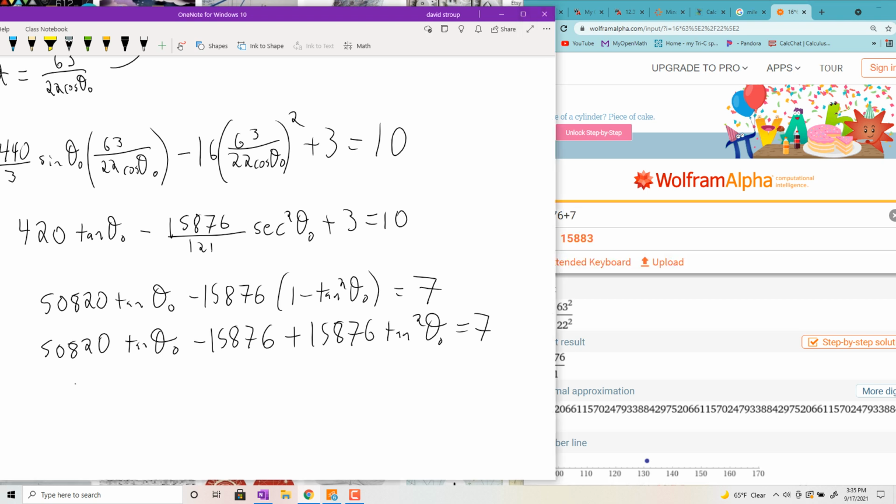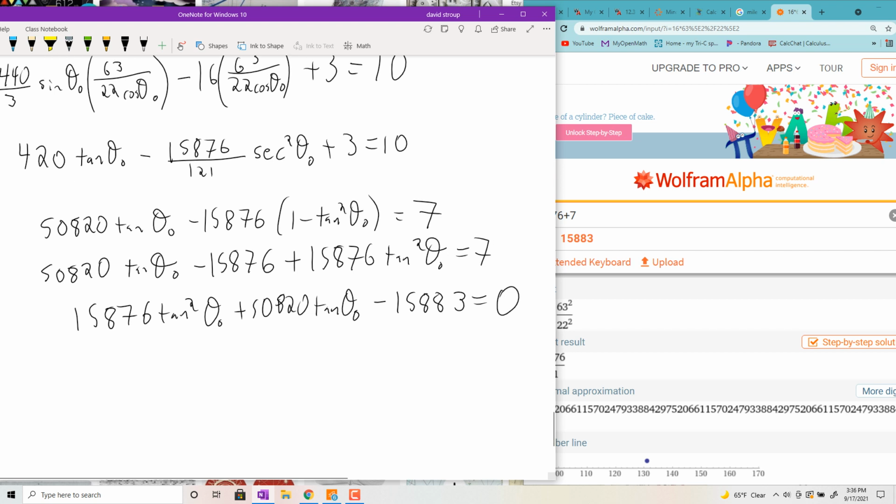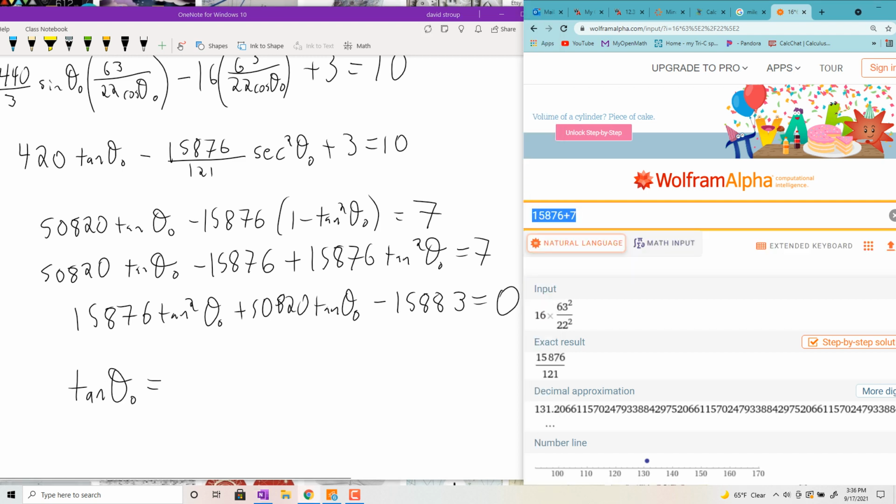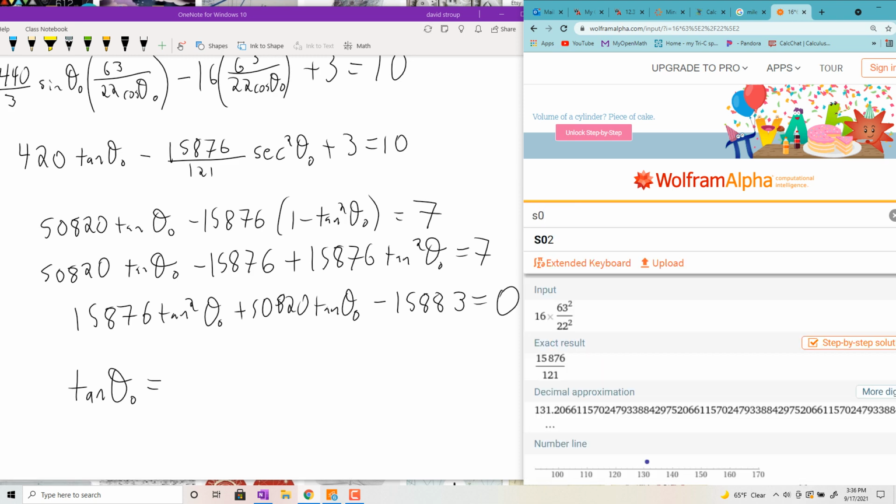Okay, so I'll have 15876 tan squared theta sub 0 plus 50820 tan theta sub 0 minus 15883 equals 0. And then this is where I want you to use the computer. So tan of theta sub 0 will equal. You could just go over to Wolfram and solve it as a quadratic.